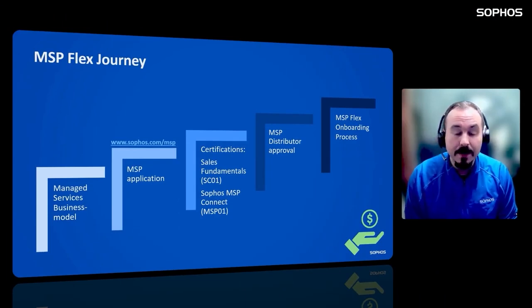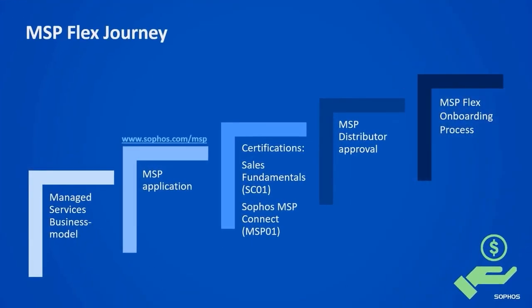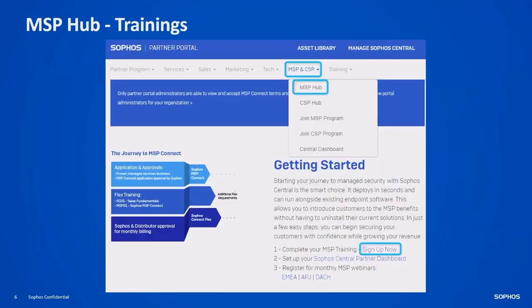Oftentimes when you sign the application, you'll be asked to nominate your preferred distributor. Part of our process is making sure that you have an active account set up with them. And once that is all done, you are ready to be set up as an MSP Flex partner. Now the training is all available on the hub.